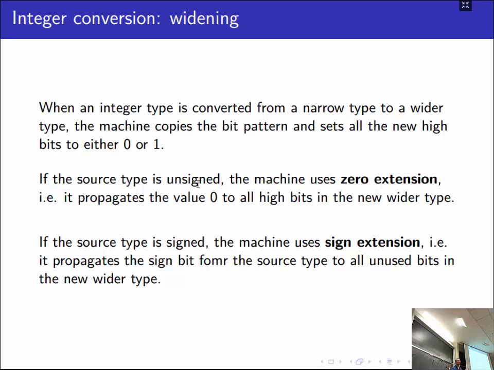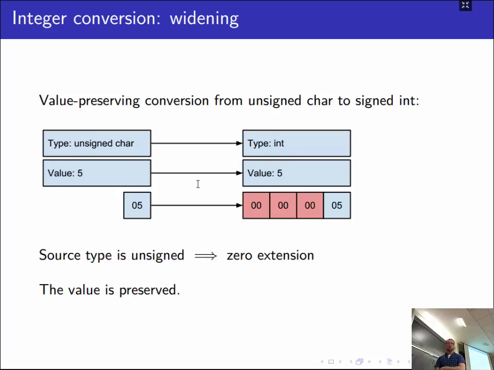But if I have a signed number, I have to check the frontmost sign bit, see if it was negative before. If it was negative, I have to carry those ones onwards. So I fill it up with 8 ones at the very beginning. Let's go with that. So here's some examples. Here's an unsigned character 5 being moved onto a signed int. Well, source type is unsigned, therefore it's a zero extension. Just fill it with zeros, easy peasy. And we preserve the values.